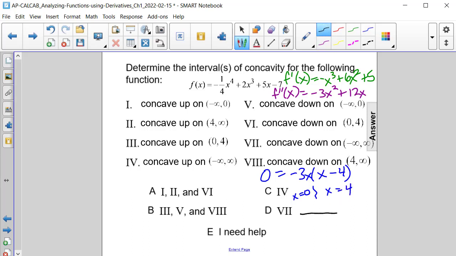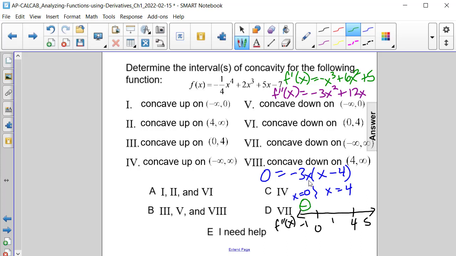Now let's put these on our second derivative sign chart. So we have 0 and 4, and we'll select the values of -1, 1, and 5 as our test points. When we substitute -1 into our second derivative, and we can do that in factored form, we would get -3 times -1, which is positive 3. And here we would get -1 - 4, which is -5. So we would have a positive times a negative, which is a negative.